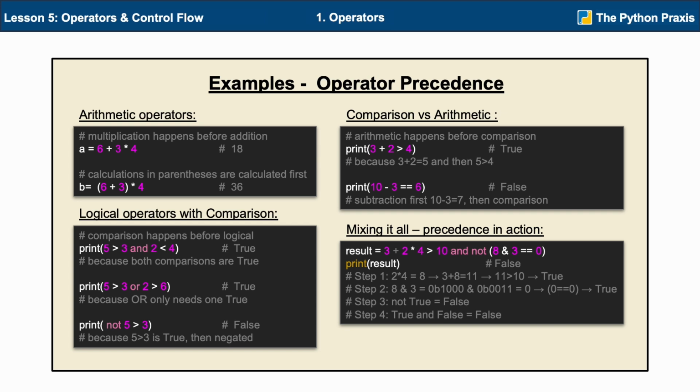In the third step, we have the not operator, that flips the previous true result to false. In the fourth and last step, we have the logical AND operator between the true from the first step and the false from the third step that returns false. Precedence makes sure everything is consistent.